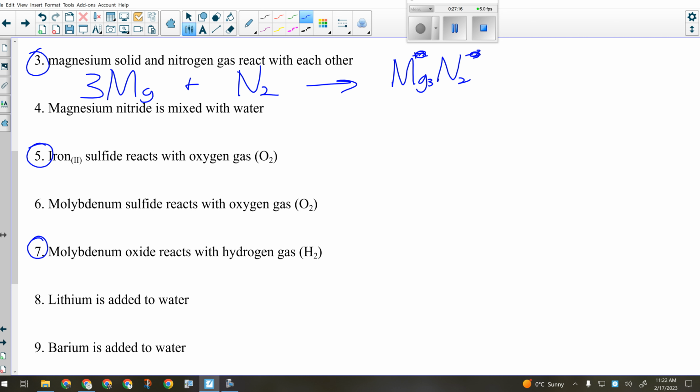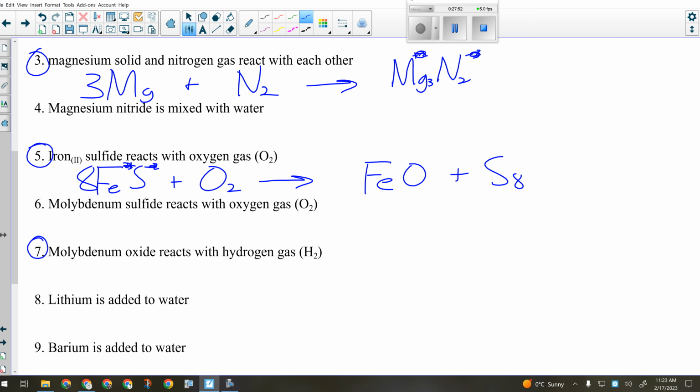For number 5, iron 2 sulfide. So the Roman numeral tells me this is the iron with the 2+ charge. It's with sulfur, which is -2, so that's good. And it's with oxygen gas, which this question kindly reminded you was special. What kind of reaction is that? Single replacement. So oxygen is going to replace sulfur. So I'll have FeO, that's a +2 and a -2, and I'll have sulfur by itself. Very special. And so we'll have an 8, an 8, and a 4 to make that one work.